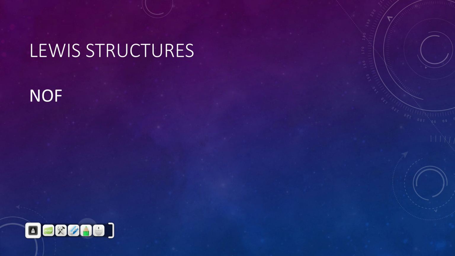All right, NOF. You remember this from intermolecular forces, but this is the actual compound of NOF. So this one's a little trickier. I have N, let's do our numbers. N has 5, O has 6, F has 7. So that's a total of 18 electrons.